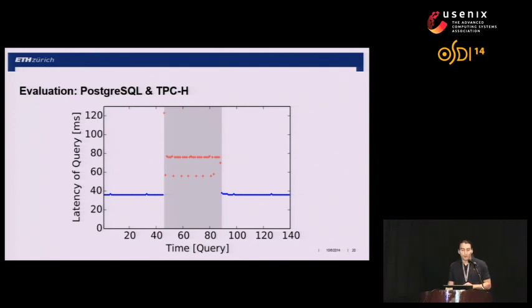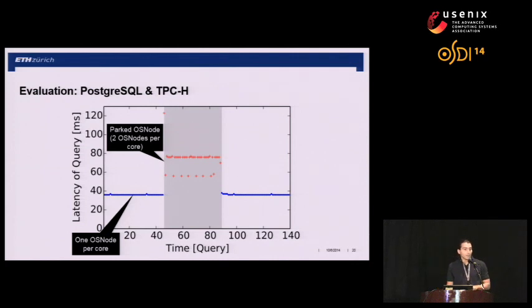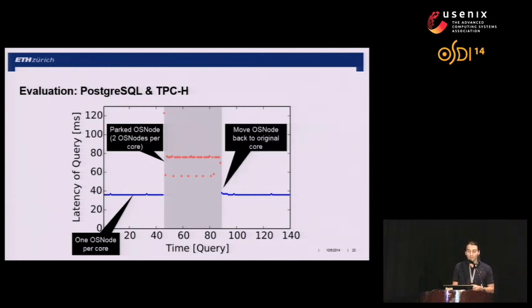So we see here this parking, where we again have our PostgreSQL instance with a TPCH database inside an OS node. In the first part, we have one OS node per core, and we see that query response time is about 40 milliseconds. At some point, we temporarily park the OS node, and currently we strictly time-share OS nodes on the core. Therefore, the latency increases up to about 80 milliseconds. Afterwards, we're moving the OS node back to its original core, and the query response time normalizes again.